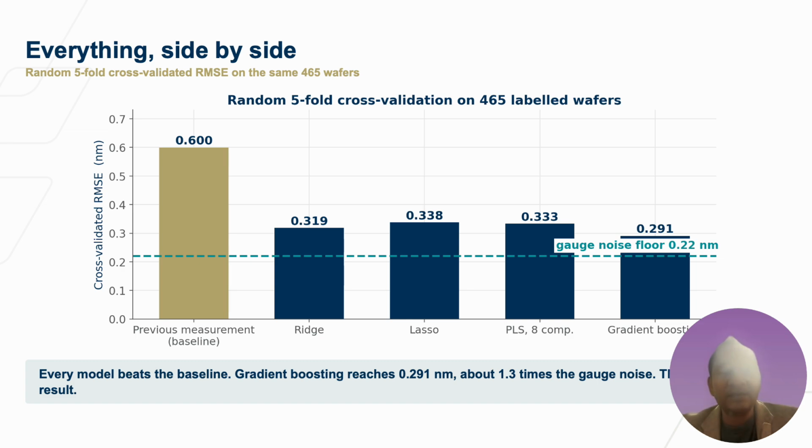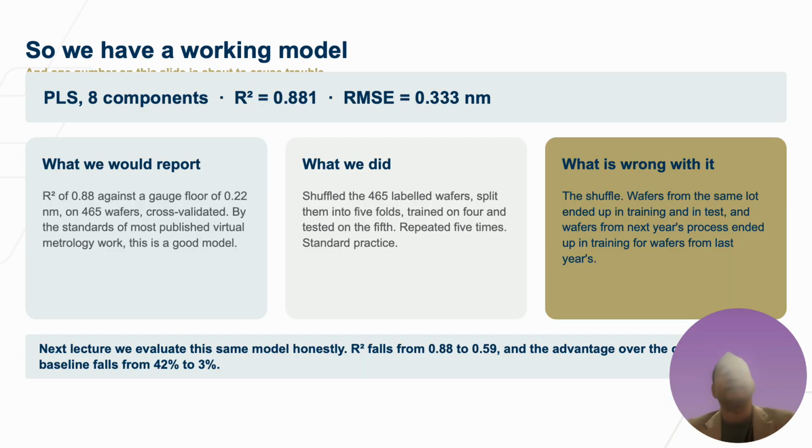Third, gradient boosting reaches 0.291, about 1.3 times the gauge noise. For predicting a measurement without taking it, that is a good result. Notice which decisions move the number. Target choice and feature quality moved it; algorithm choice barely did.